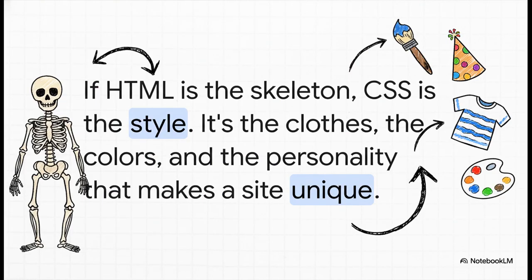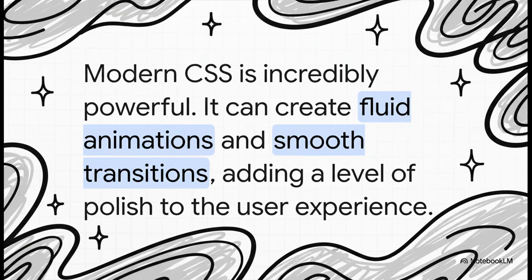This metaphor just nails it. If HTML gives you the bones, then CSS gives the website its personality. It's the clothes, the colors, the whole vibe. It's what decides the font of a heading, the color of a link, or the spacing between paragraphs. It's what makes every website look and feel unique. And CSS is actually incredibly powerful. It's not just about simple colors. Modern CSS can create these beautiful, fluid animations and smooth transitions. It adds this layer of polish that really helps a website feel alive and responsive to you.